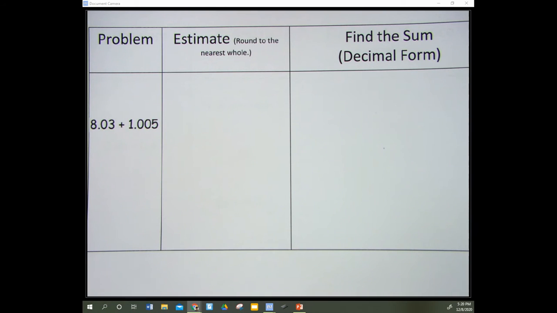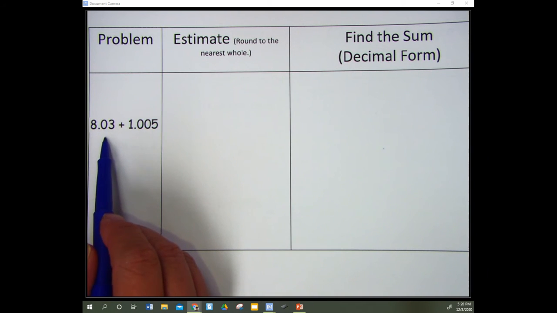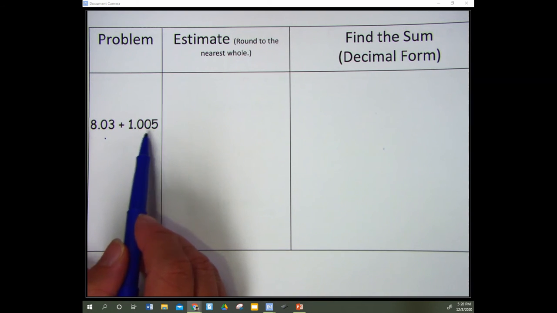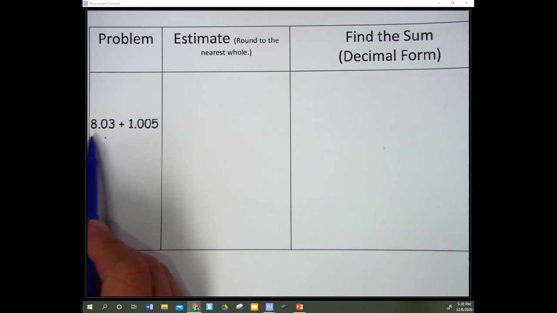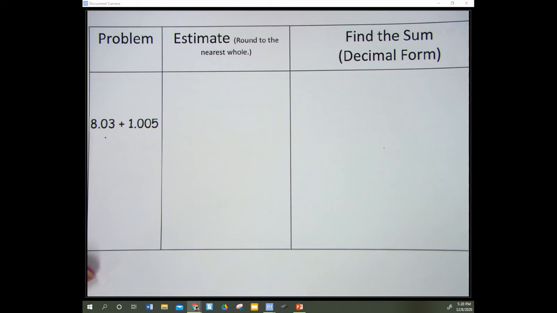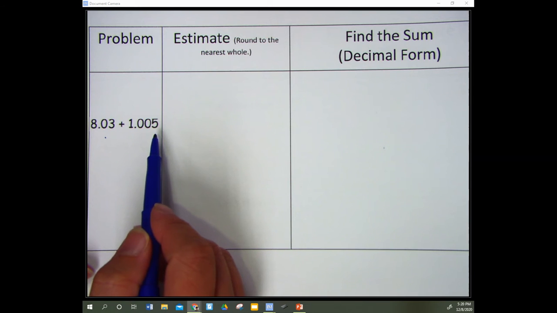Okay, so estimate the sum for 8 and 3 hundredths plus 1 and 5 thousandths. For this one, it will work well if you round these addends to the nearest whole or nearest 1. Here's how I would do the estimate for this addition problem.